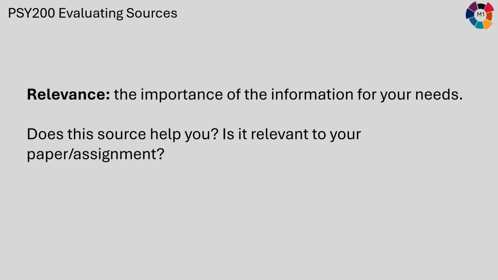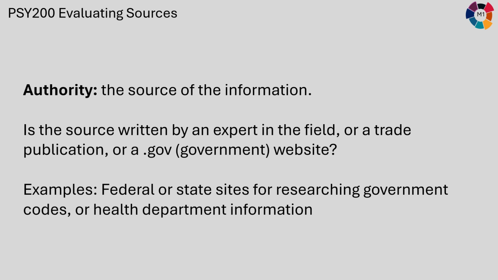So relevance. Is the information important for what you're doing? Does it help you? Is it relevant to your assignment? Don't be afraid to toss it and pick a new source if you start reading and stressing out that you don't feel it's fitting what you need. Just get rid of it. I promise you there are more sources available. Then authority. Who is the source of the information? Is the source written by an expert in the field, a trade publication, a .gov website? So like health department information or government codes, things like that. If you need to reference those, .gov is okay. But otherwise, make sure, like we said, peer-reviewed, we want to go for that.